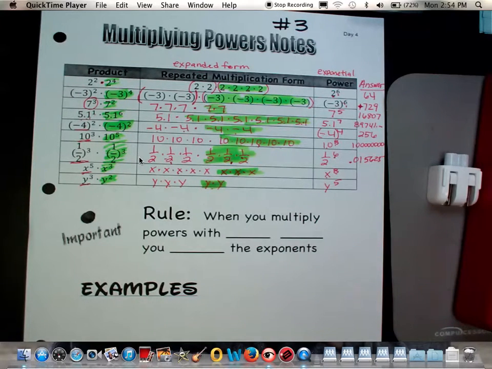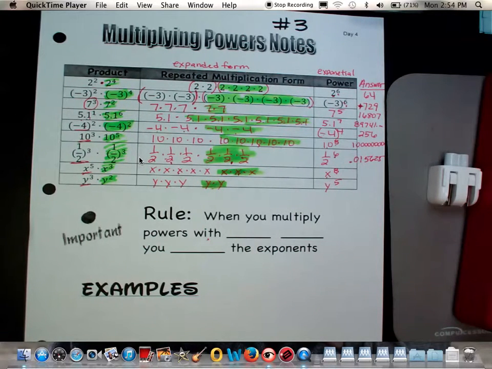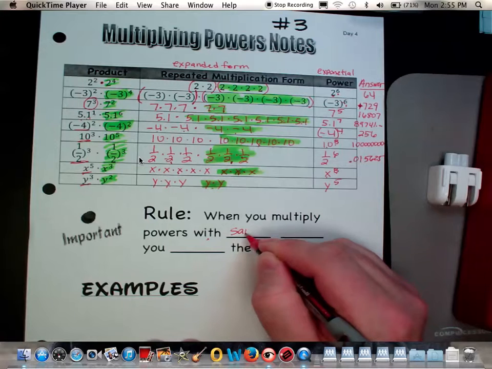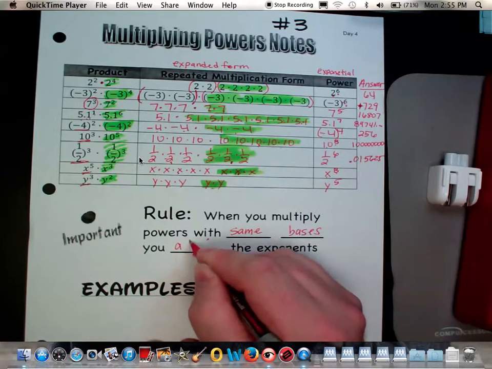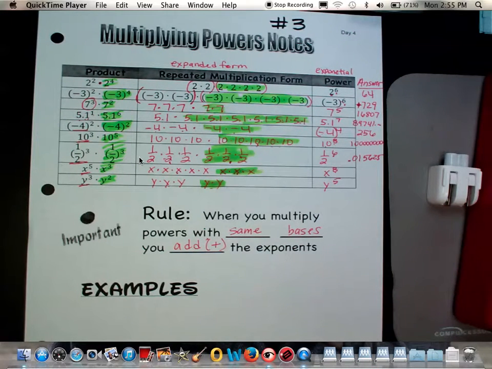What do you think I'm going to do here? When I'm multiplying powers with the same bases, I'm going to add the exponents. So when I add the exponents together, when they have the same bases, I'm good to go. That's my rule for multiplying powers.